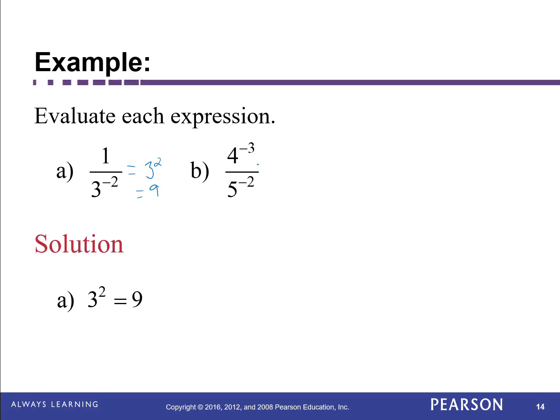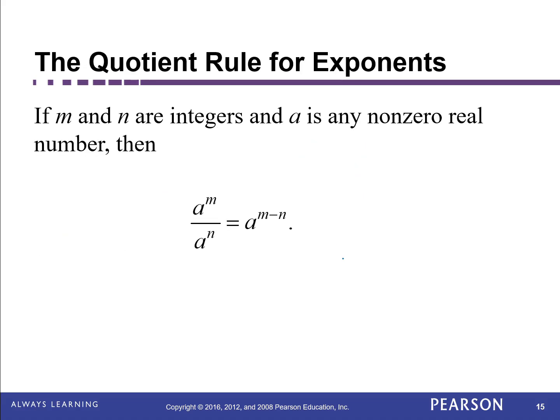Okay. B is a little more complicated. I have 4 to the negative third power over 5 to the negative 2. What I'm going to want to do is make both of those exponents positive. So I'm going to bring the 5 squared up, and I'm going to bring the 4 to the third down so that I'm able to have positive exponents on both. Now 5 squared is 25, 4 to the third, 4 times 4 is 16, times 4 is 64. And there we have it. The answer is 25 over 64.